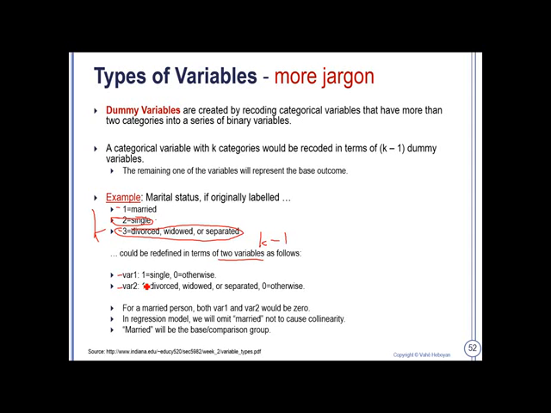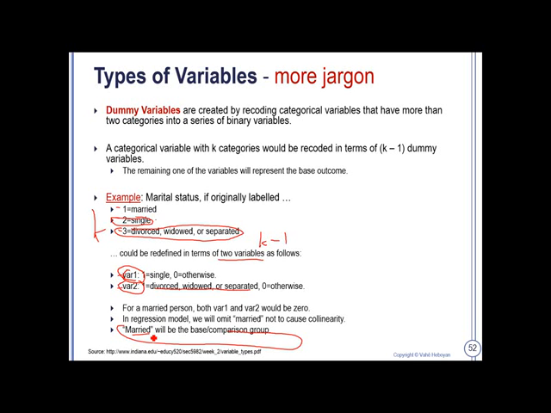For the person in the first category, which is married, both variable 1 and variable 2 are going to be 0. In the regression model, we are going to omit the married category in order not to cause something called collinearity between the data sets. The married group is going to be used as a comparison group. So the beta value we generate for variable 1 is going to be the comparison between the single and the married. The beta for variable 2 will be the comparison between people who are divorced, widowed, or separated, which is the third category, and someone who is married.